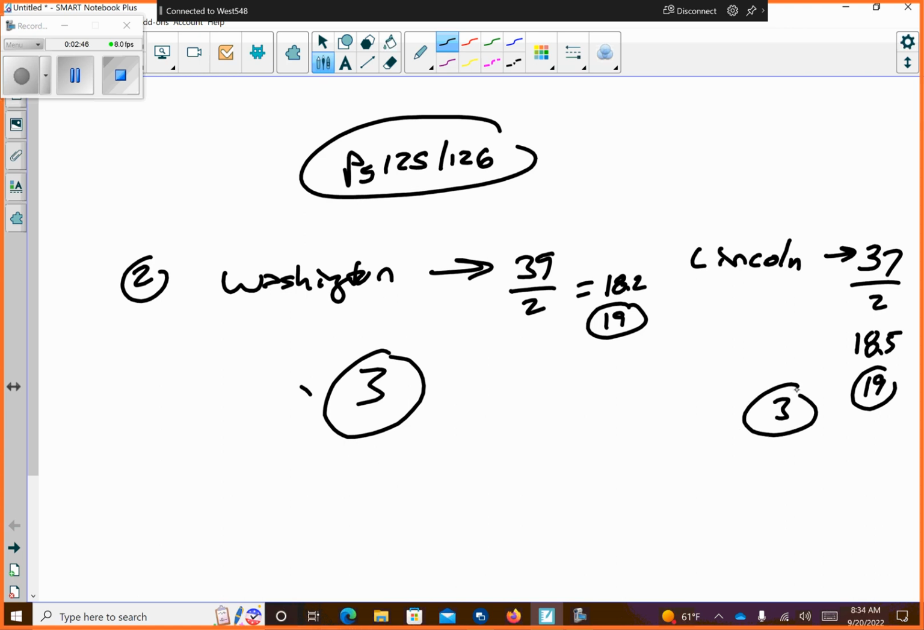Does that make sense how I did that? I'm finding the middle of my data set, and I don't know exactly which one of those scores of a 3 would be the median, but one of them would be, because there's just a bunch of them.